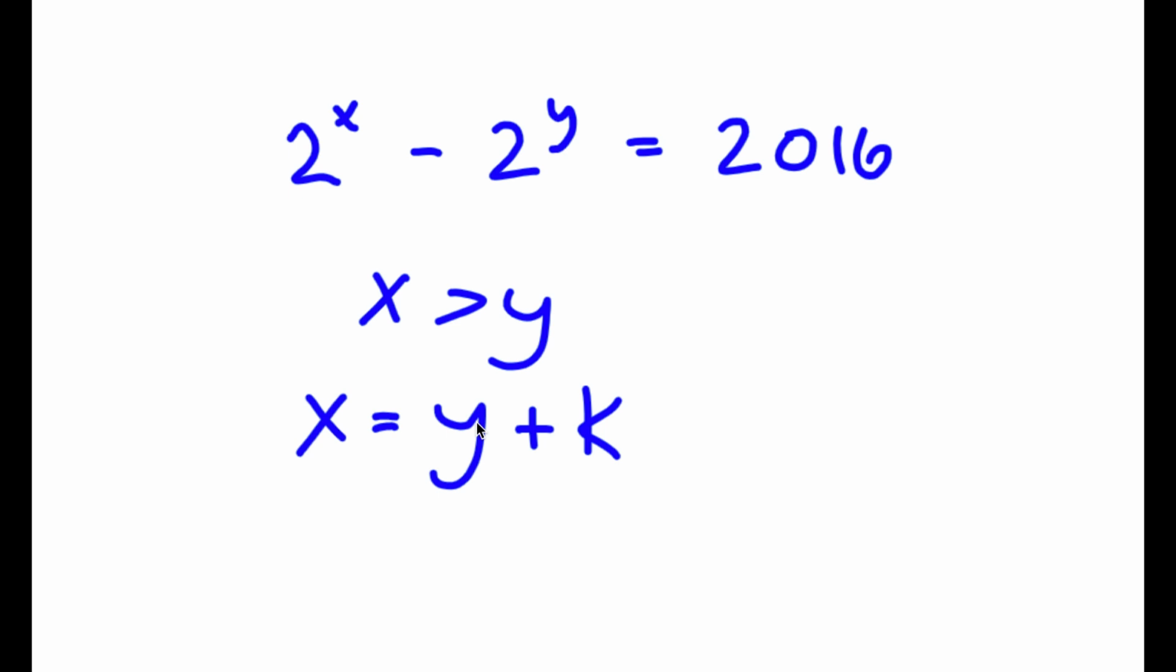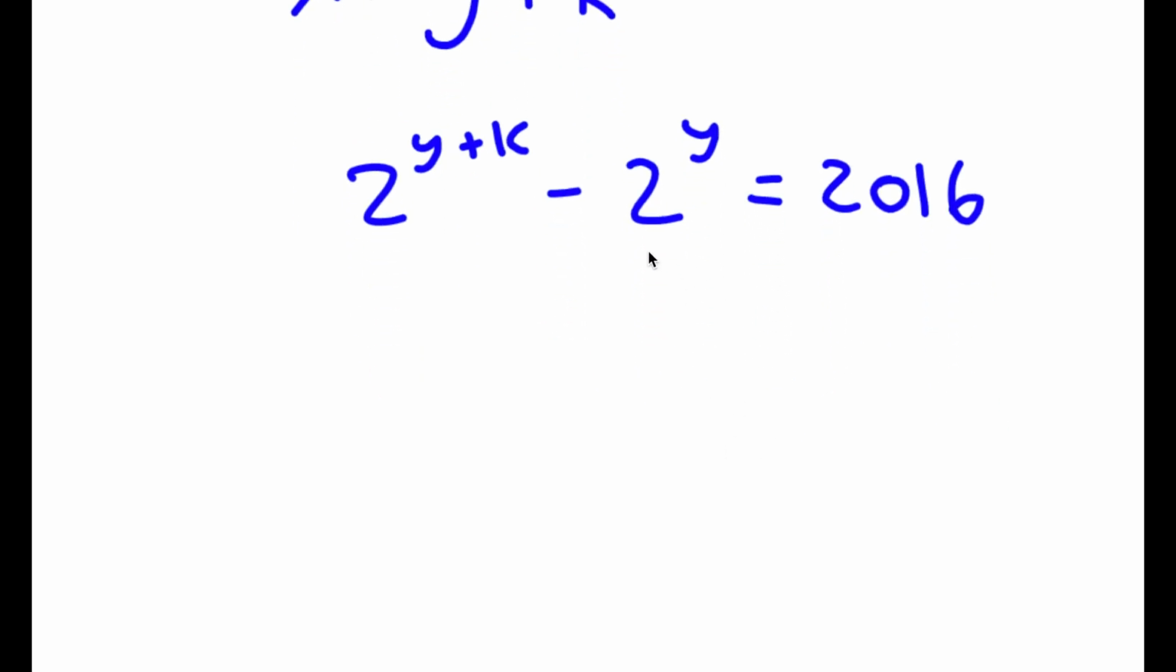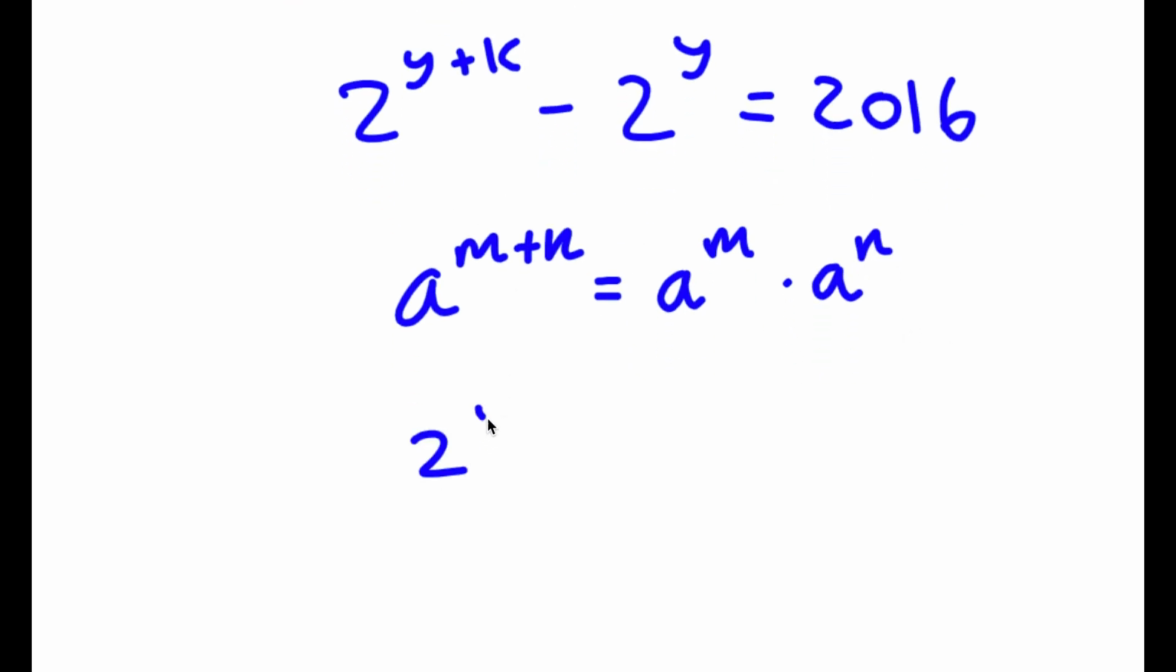So now, if I replace x with y plus k, I get 2 to the power of y plus k minus 2 to the power of y is equal to 2016. Now, if I have something in the form a to the power of m plus n, this is equal to a to the power of m times a to the power of n. So 2 to the power of y plus k is going to equal 2 to the power of y times 2 to the power of k.